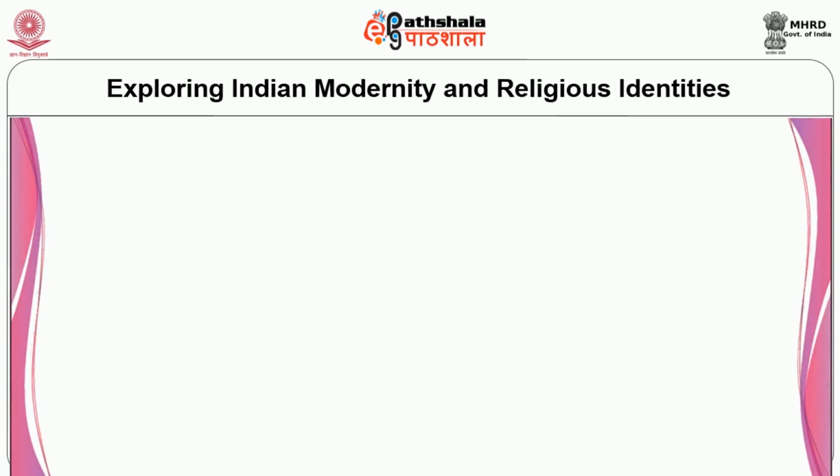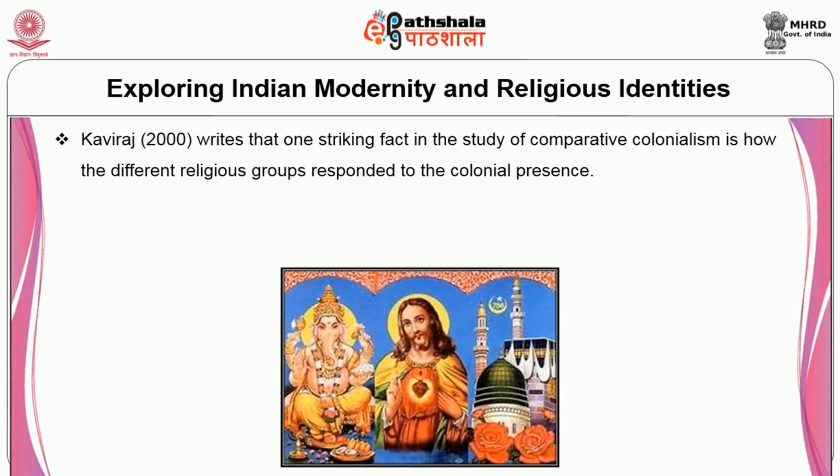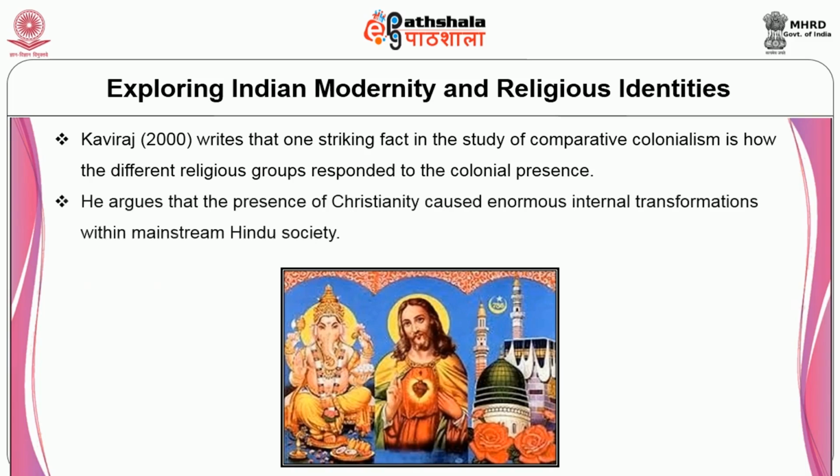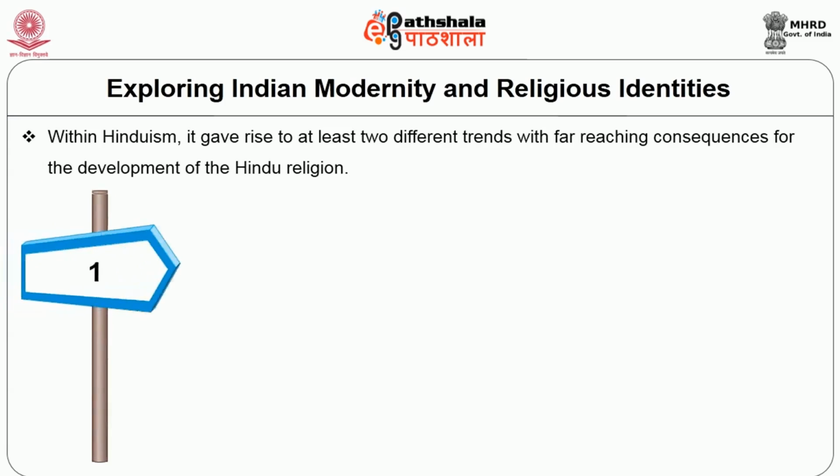Exploring Indian modernity and religious identities. Sudipta Kaviraj writes that one striking fact in the study of comparative colonialism is how the different religious groups responded to the colonial presence. He argues that the presence of Christianity caused enormous internal transformations within the mainstream Hindu society. Within Hinduism, it gave rise to at least two different trends with far-reaching consequences for the development of the Hindu religion.